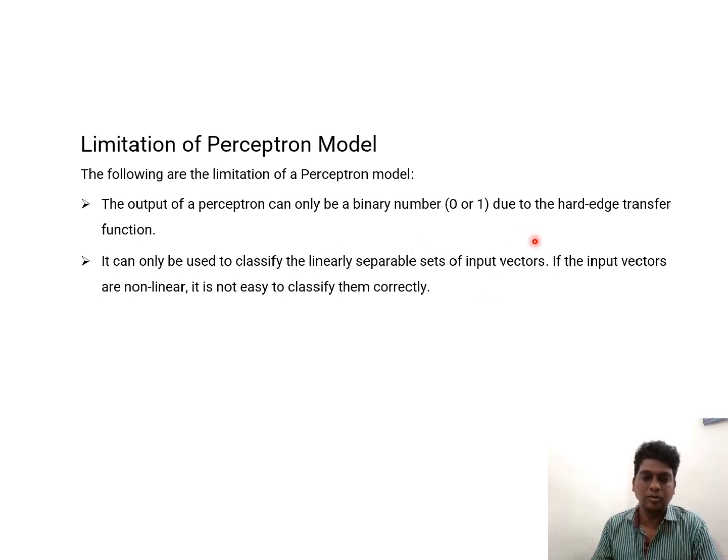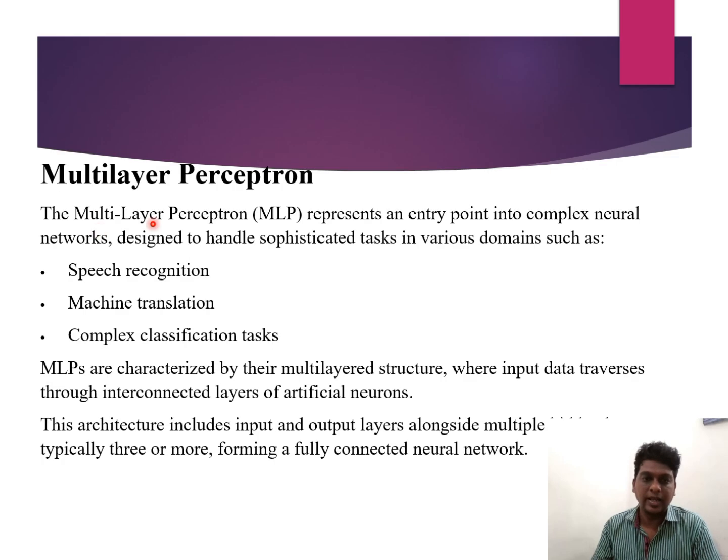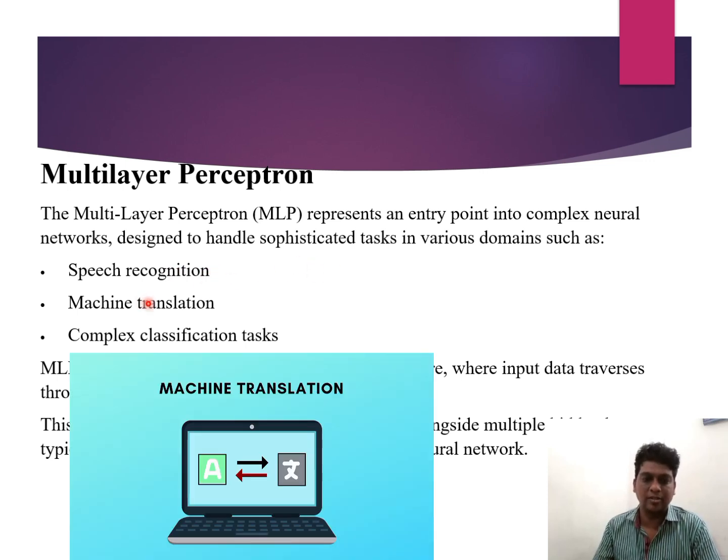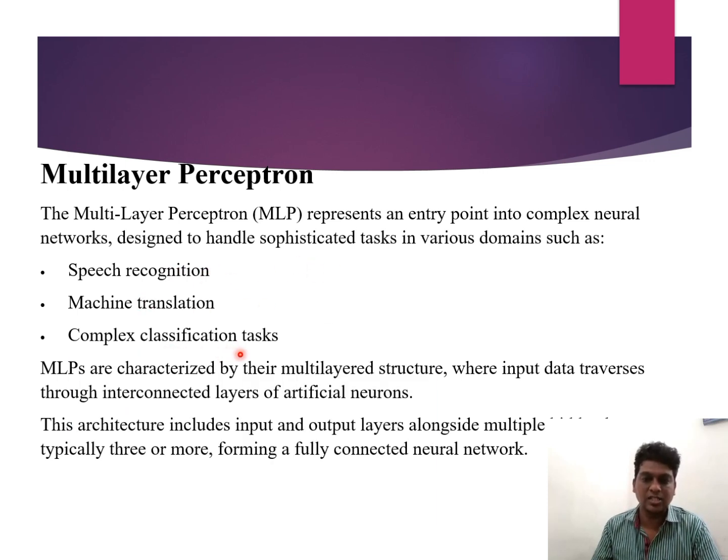The limitation of the perceptron model is that it can only handle binary output. So it can classify only as a binary classification rule, and can also classify only linearly separable sets of input vectors. Multi-layer perceptron: in case of multi-layer perceptron, it has various applications like speech recognition, translation of machine languages, and complex classification tasks for large data sets.